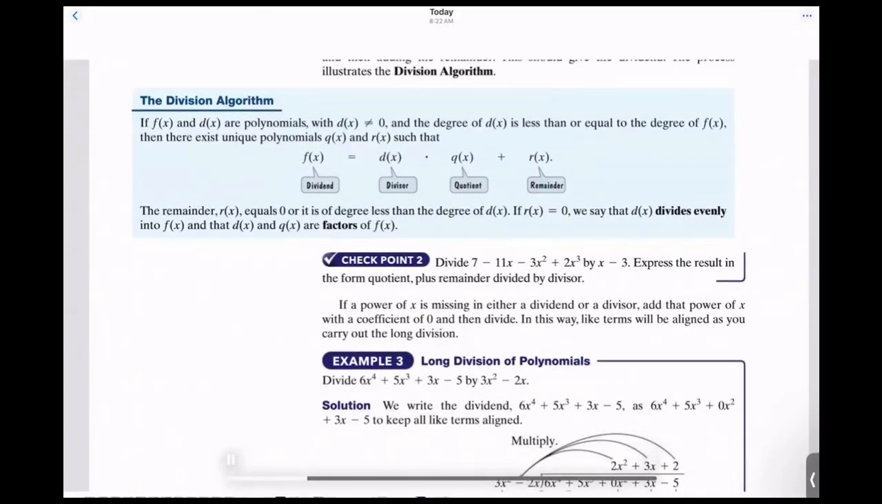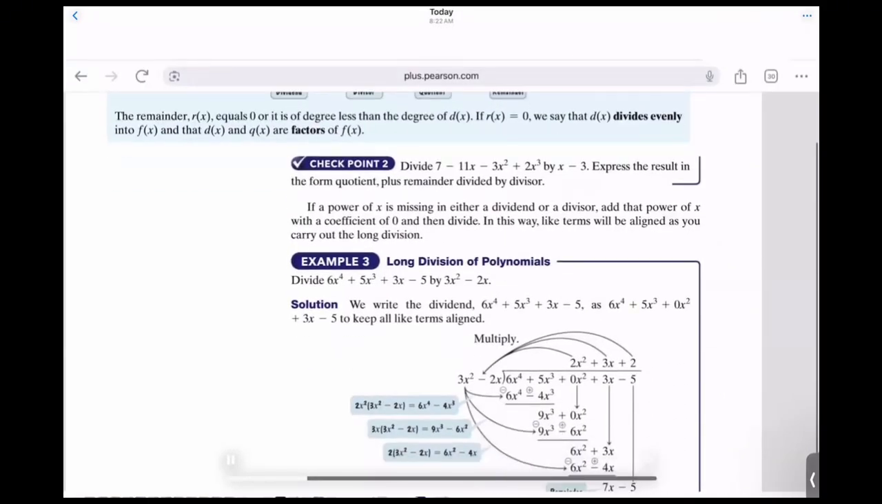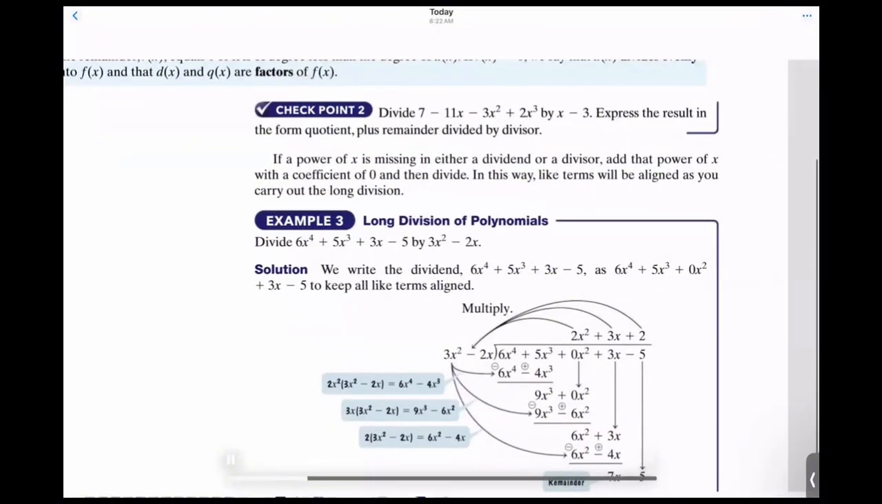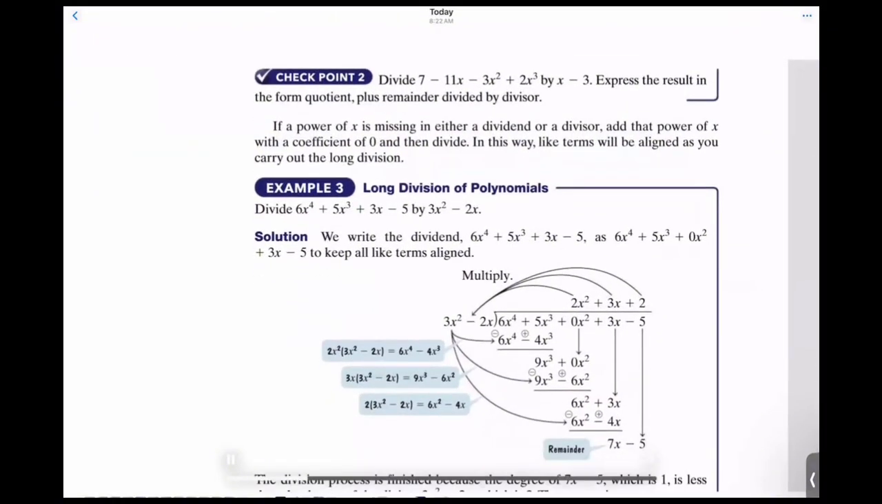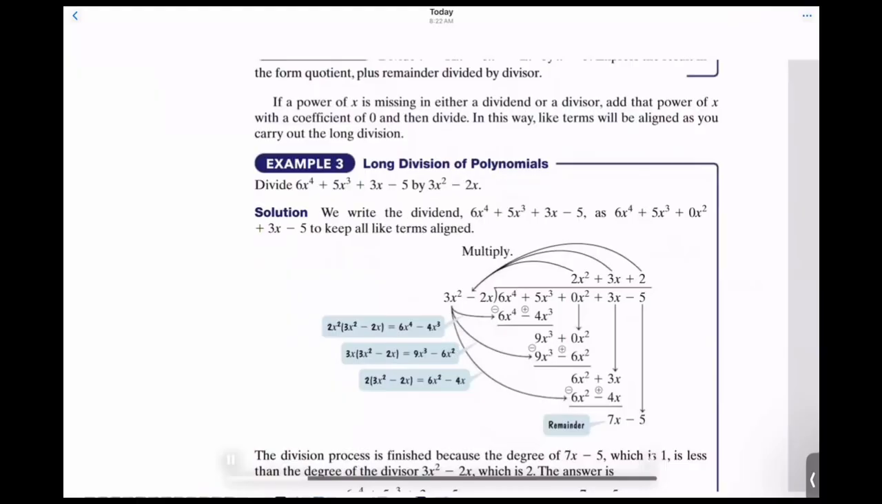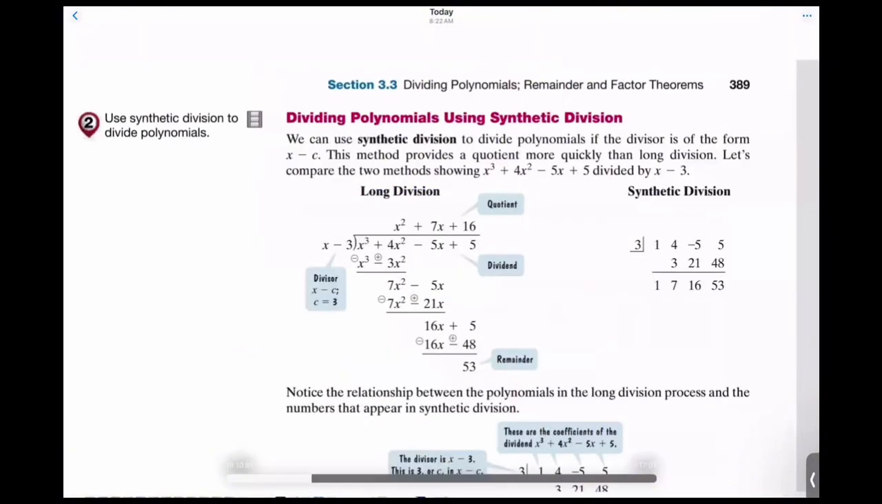We're still at long division here. There are more examples. That's a very long one, to the 4th power. There you have a remainder type problem. And here's synthetic division.